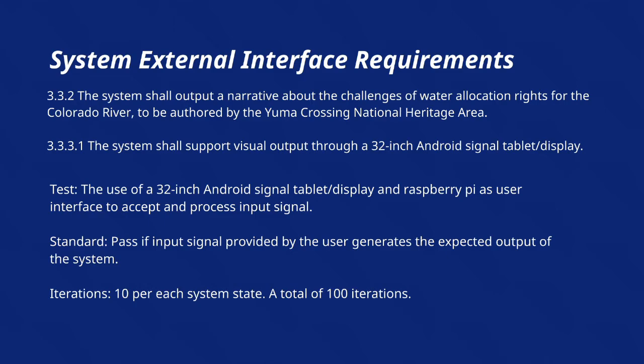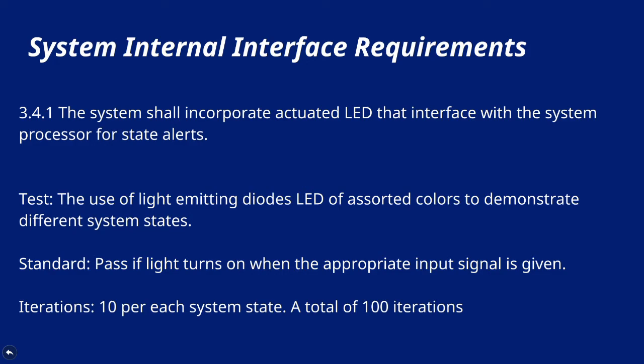The first set of requirements are the system interface requirements. The test would implement the use of a 32-inch AIO Android tablet display and a Raspberry Pi processor as user interface to accept and process input signals. The pass or fail standard for these requirements would constitute the ability of the input signal provided by the user to generate the expected output of the system.